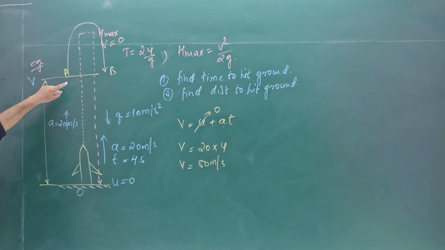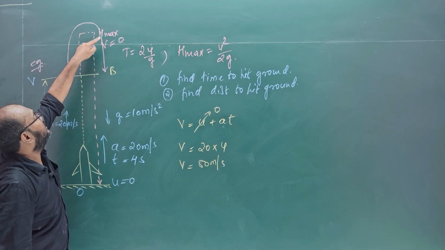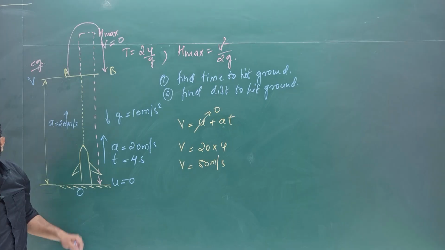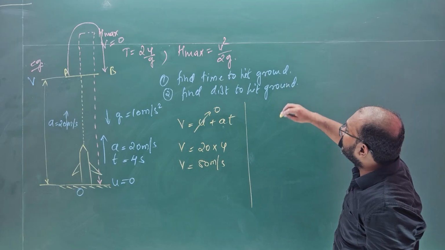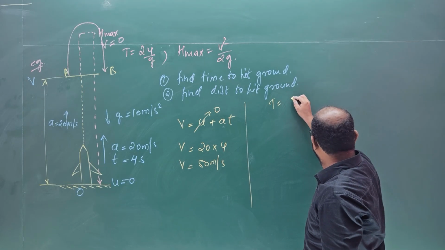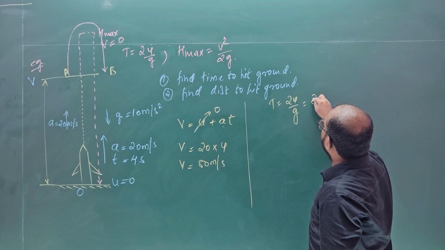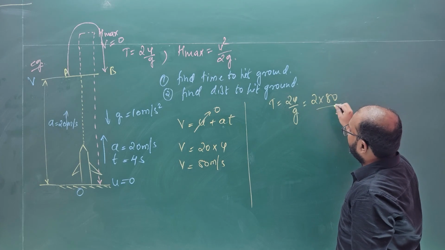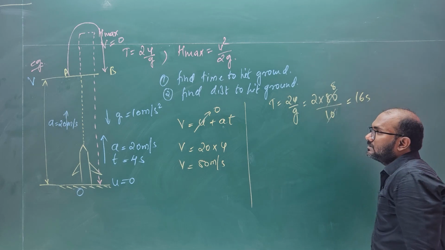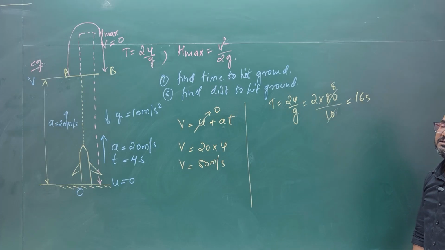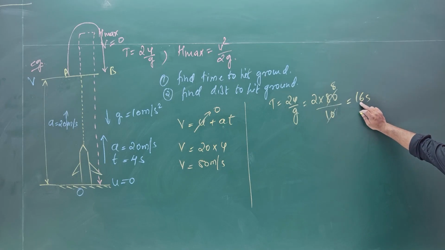Very good. Okay, now if the velocity at A is 80 meter per second, can I say that from A to B, for this projectile, I can use u equal to 80? Yes. The first question is the time period. So t is equal to 2u upon g, that is 2 into 80 upon 10, which is 2 into 8, that is 16 seconds. Is this 16 seconds from A to B or the whole journey? AB. Yes, very good.